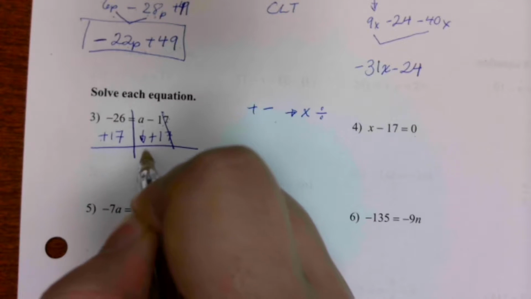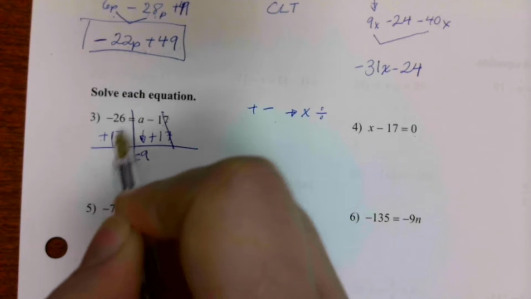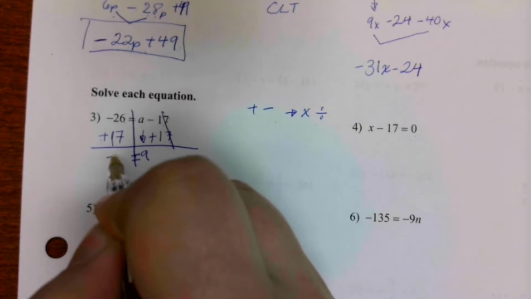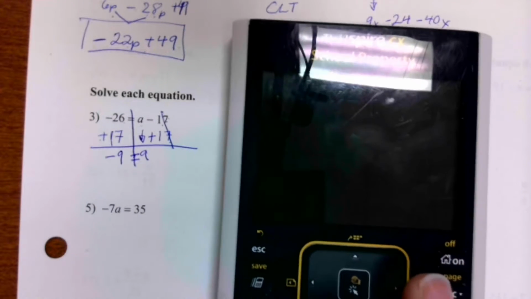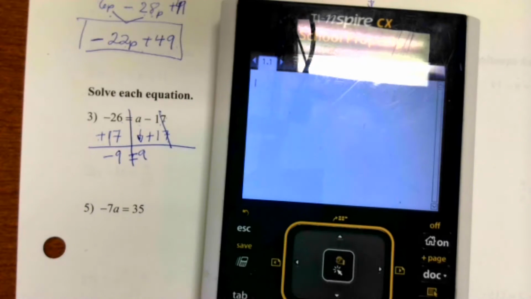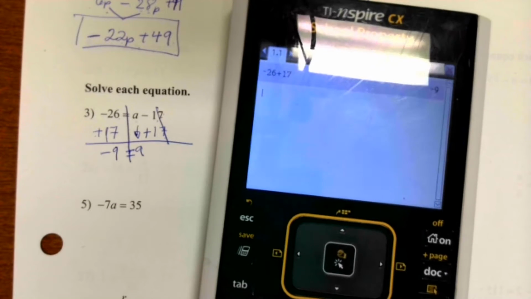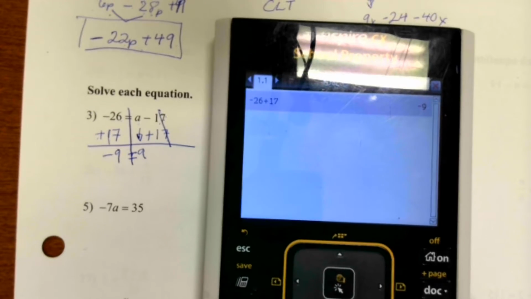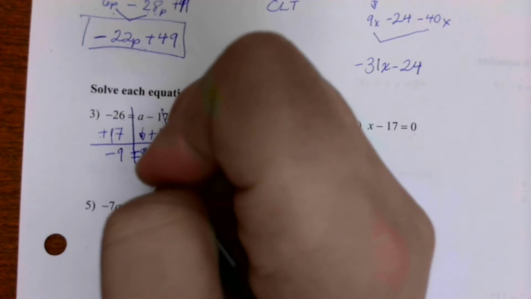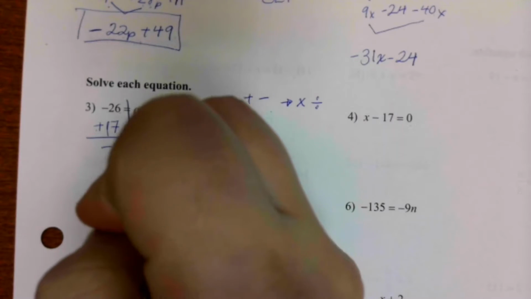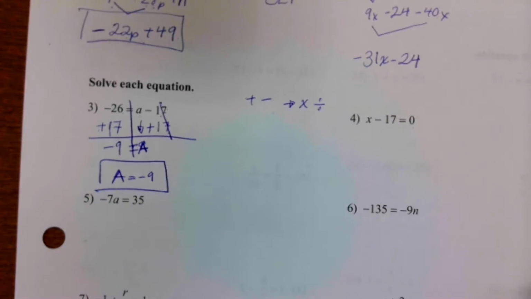The a comes down. Don't forget to write your equal signs. Positive 17, negative 26. I'm getting a negative 9. I'm not 100% sure, so I'm going to just check with my calculator. Negative 26 plus 17, negative 9. I am right. And that's an A and it looks like a 9, so I'm going to write a capital A. And I'm done. I'm just going to rewrite it so that's easy to tell.